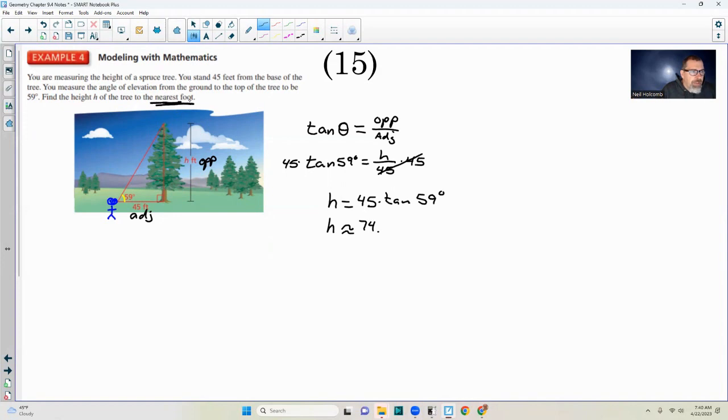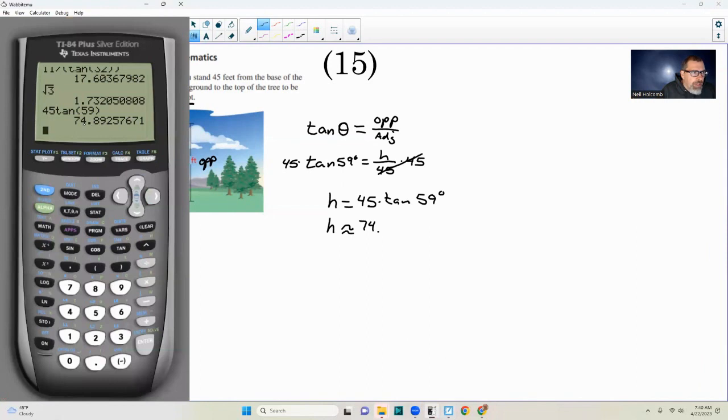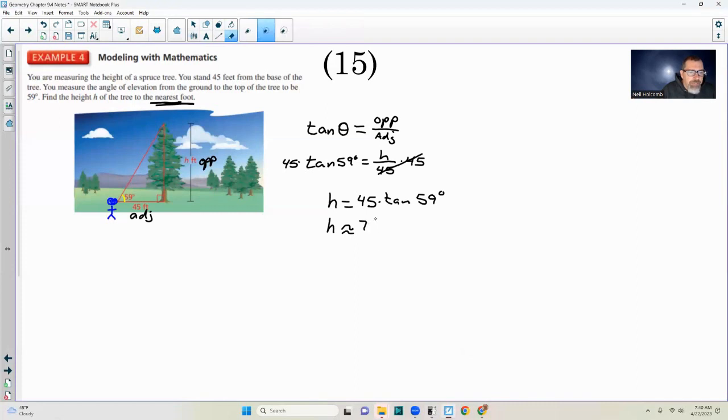Always read the directions again and keep track of what you're doing here. So 8 is more than 5, so this is going to round us to approximately 75 feet. So the height of the tree is about 75 feet. That's how you would do a real world situation using trigonometry and the tangent ratio. Now you can do problem number 15 in your exercises.